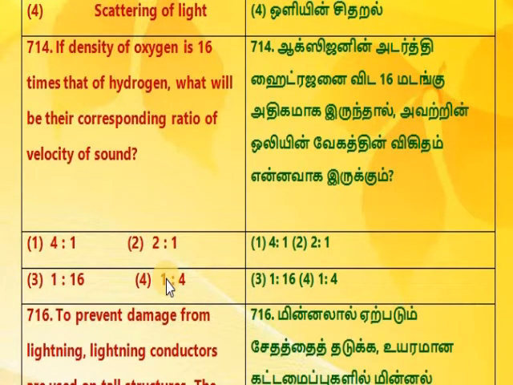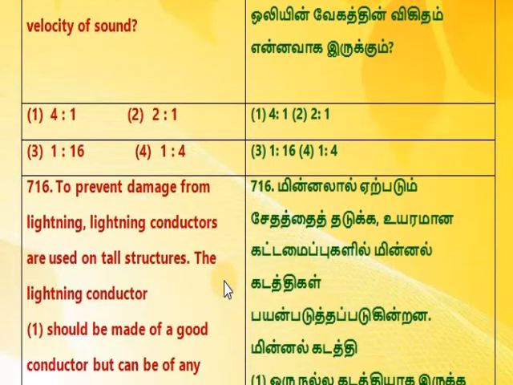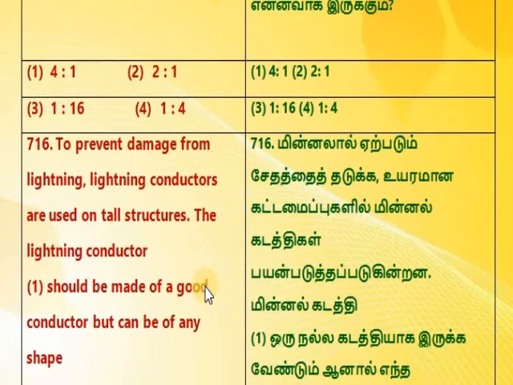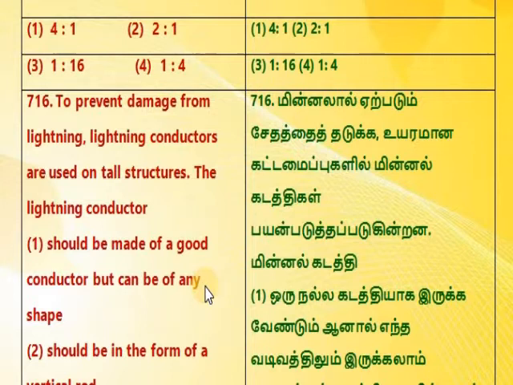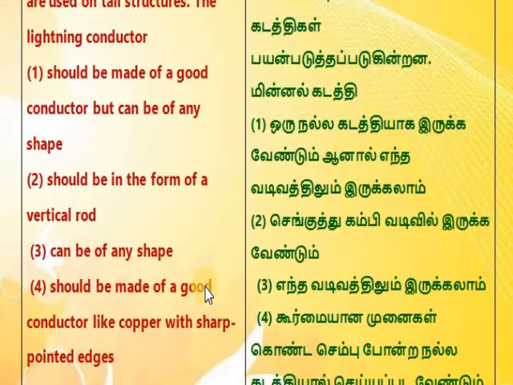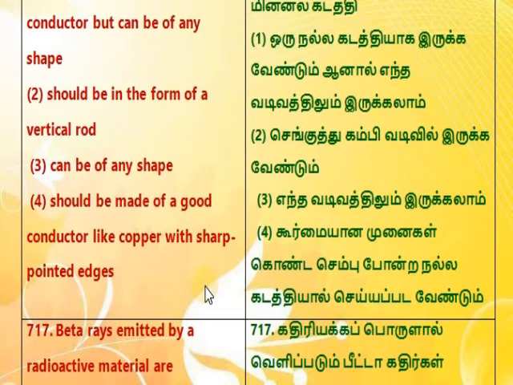of velocity of sound? 1. 4:1, 2. 1:4, 3. 1:16, 4. 16:1. 716. To prevent damage from lightning, lightning conductors are used on tall structures. The lightning conductor, 1. Should be made of a good conductor but can be of any shape. 2. Should be in the form of a vertical rod. 3. Can be of any shape. 4. Should be made of a good conductor like copper with sharp pointed edges.